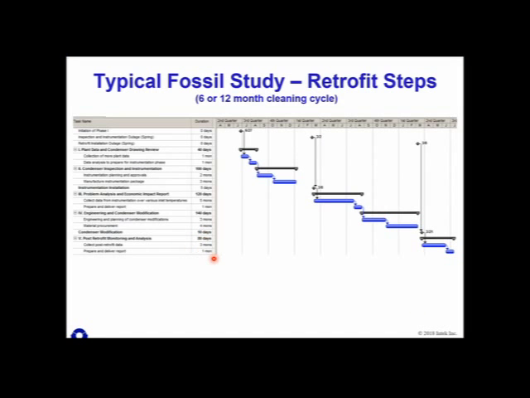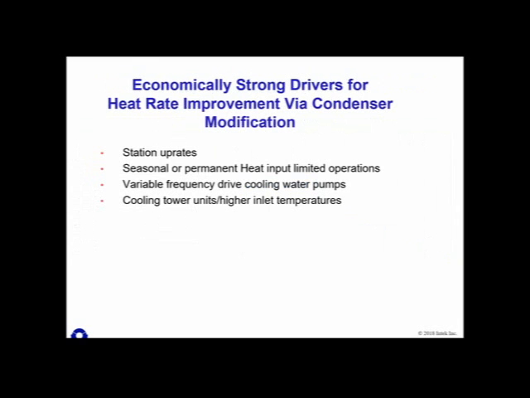So here is a timeline. You can look through this on your own, but this is a typical timeline. It's about a year to 2-year timeline to go from phase 1 to phase 4 if you're looking for a condenser upgrade project. There are some economically strong drivers for an upgrade project. Number 1 is if you're looking to increase the steam duty to the condenser. That would be an optimal time to ensure that the condenser is not going to be a bottleneck.